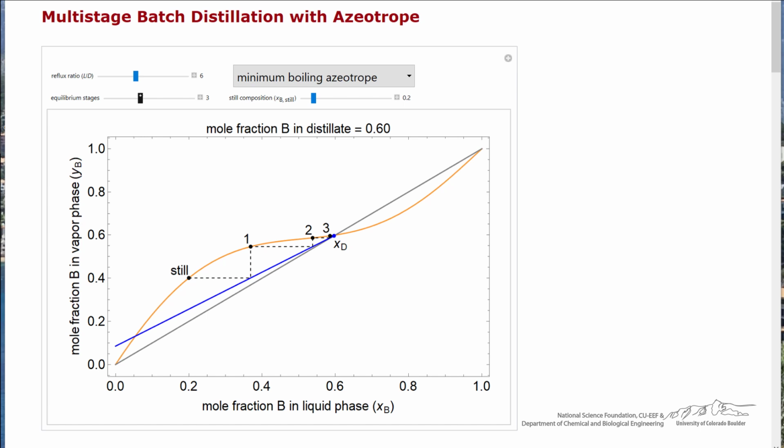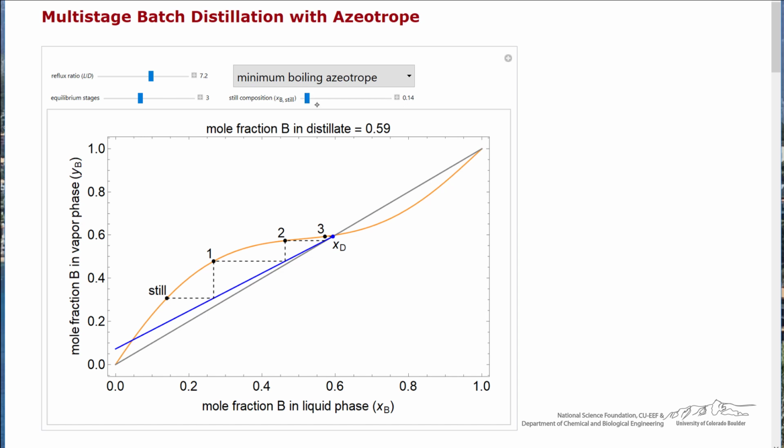Let me decrease the number of stages, and let's lower this still composition. If I increase the reflux ratio, then you see the mole fraction in the distillate increases. Likewise, if I increase the number of stages, the mole fraction of the distillate increases. Now, as I go to more stages, I'm going to reach the azeotrope, and then more stages doesn't help. We're not doing any separation at the azeotrope. This is the minimum boiling.